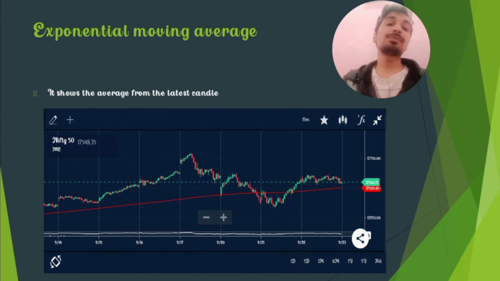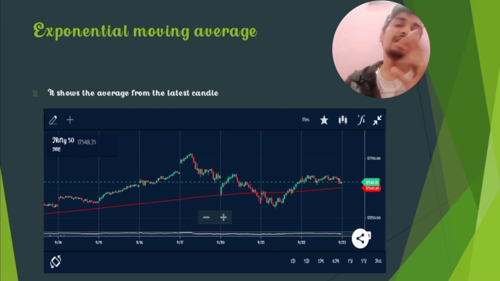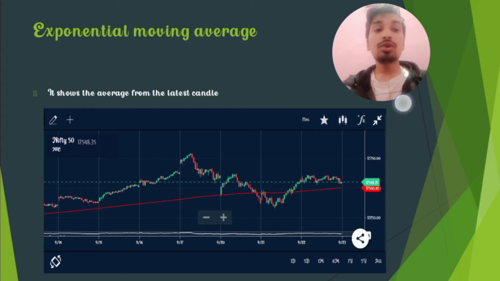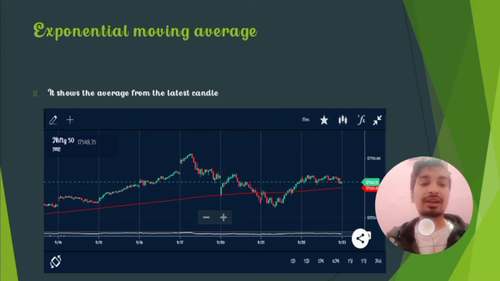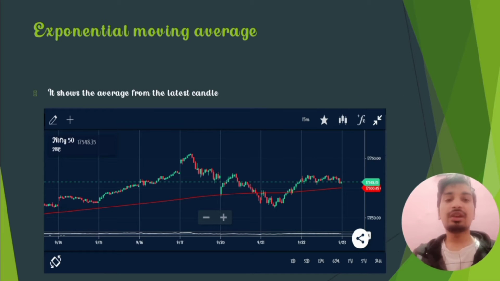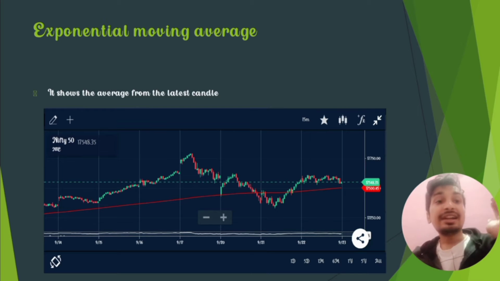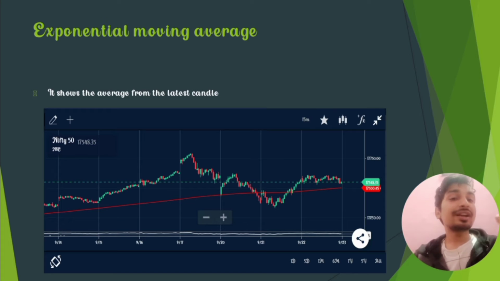The next one, exponential moving average. Now, what is the difference between the simple moving average and the exponential moving average? I told you, simple moving average is the average of the 20 candles, 30 candles, whatever the period you assign. So that is the simple moving average. Now, what is actually exponential moving average? Exponential moving average takes into account the recent price trend. So whatever is the latest price, that will be given more priority.